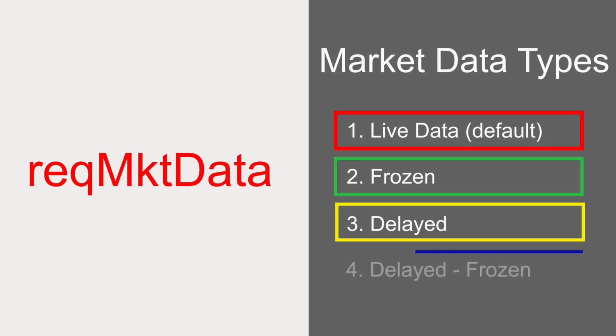And finally, there's delayed frozen data, which is a combination of types 2 and 3. That would be if you don't have market data subscriptions and the exchange is closed, and you'd like to see the last available bid or ask value. Then you could switch to data type 4, which is delayed frozen data. So in all the cases, before calling reqMktData, the function which you'd want to use is reqMarketDataType to switch the type of data if you'd like to use something other than the default, which is the live streaming data. Okay?